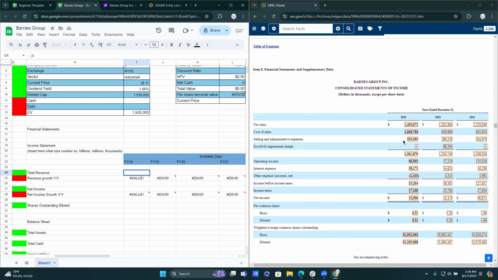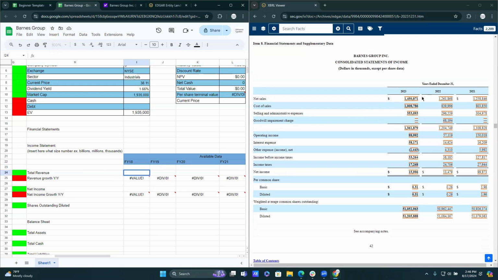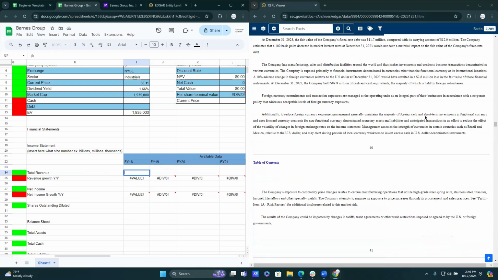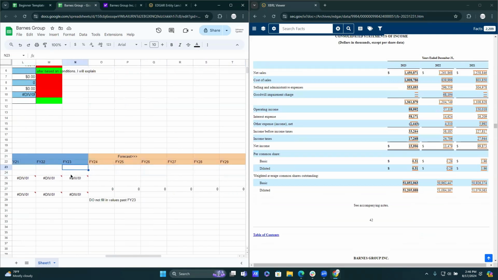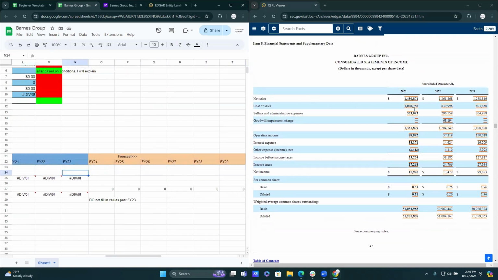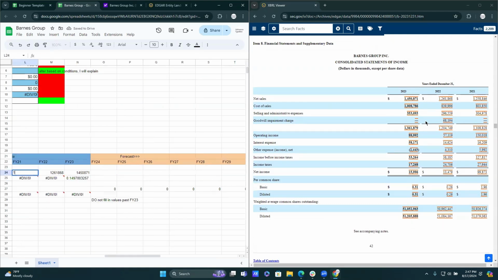Let's see. So we got consolidated statements of income. Go to fiscal year 23, most recent. Our net sales right here. So just type it in like you see on Yahoo. 450871, 1261868. Got that. 1258846. Got that.